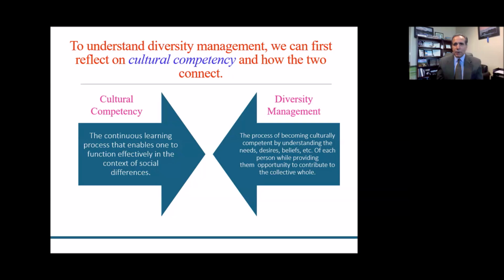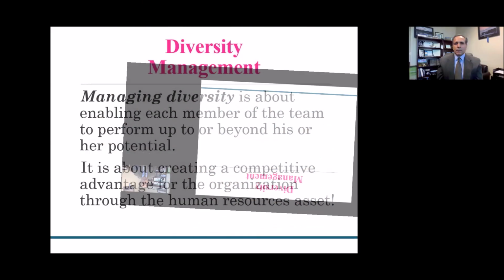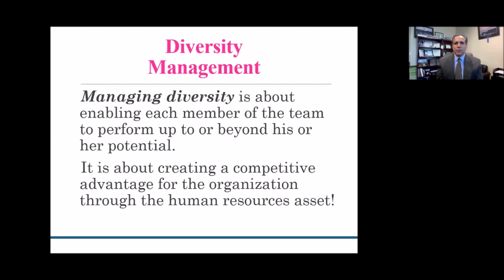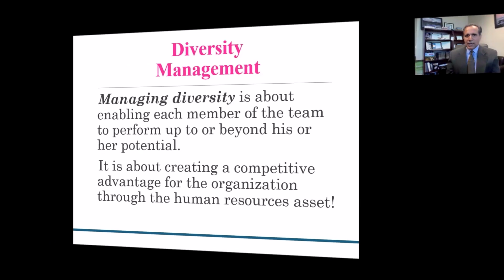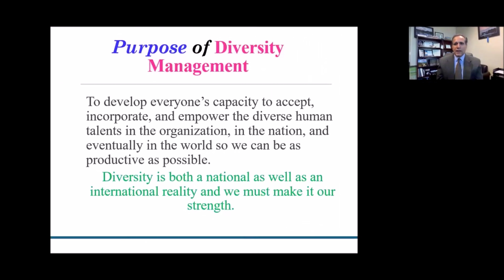that makes our department, our organizations, our teams a little bit better or a lot better, perhaps, if we work synergistically. So managing diversity is about enabling each member of your teammates or group members to perform up to or beyond his or her potential. It is about creating a competitive advantage for the organization through the human resources asset that your organization has. The purpose of diversity management is to develop everyone's capacity to accept, to incorporate, to empower the diverse human talents in the organization, in the nation, and eventually in the world, so we can all be as productive as possible.